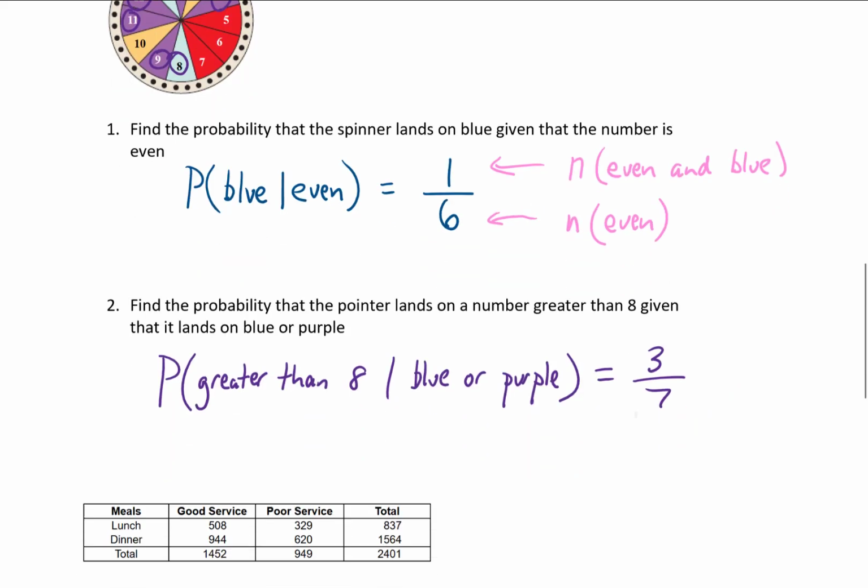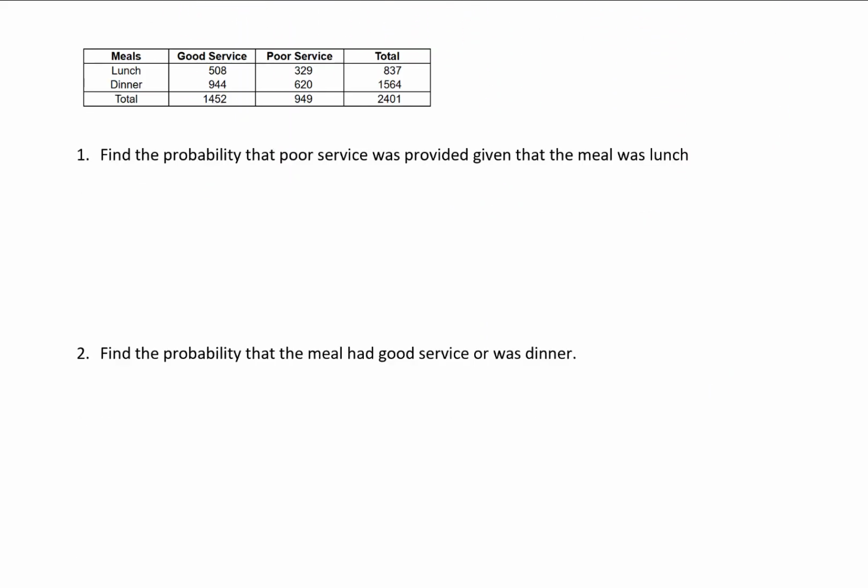Let's look at one last example. For this example, we're going to be using one of these tables. Sometimes these are called two-way tables or contingency tables. And this table has some data in it.